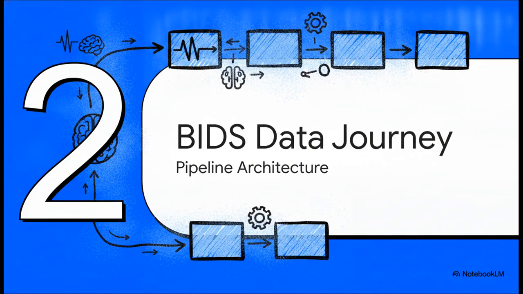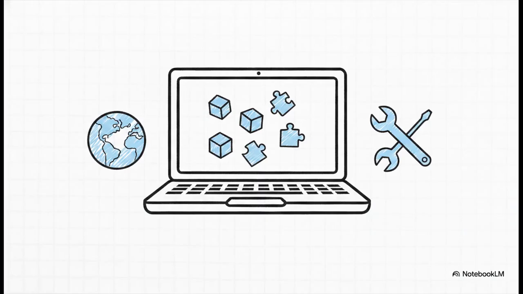Let's move into part 2, the BIDS data journey. How does a raw dataset actually travel through this thing? Well, the absolute brilliance here is that NeuroByte doesn't try to reinvent the wheel. It's built entirely on familiar, widely used foundations. You definitely don't need access to a multi-million-dollar proprietary supercomputer to run this. It relies on standard, highly accessible Python libraries.